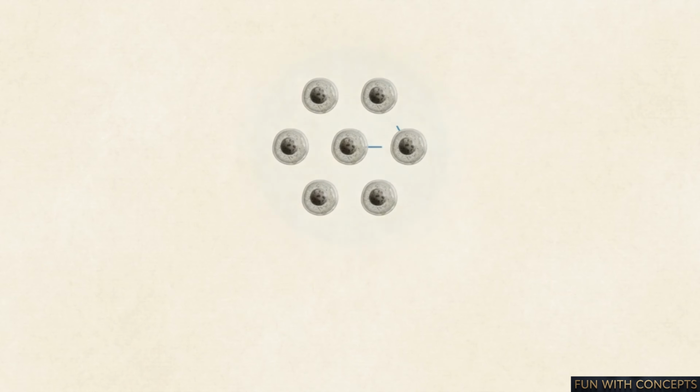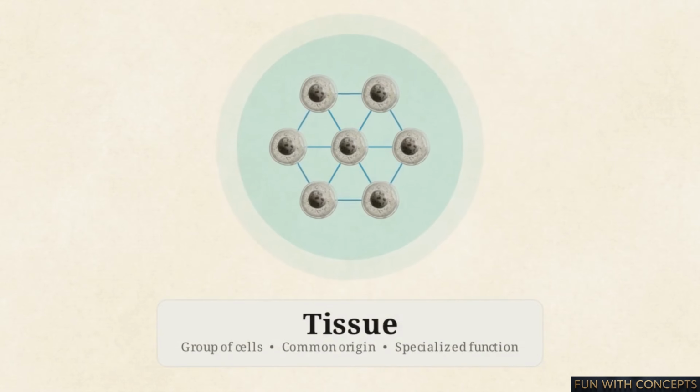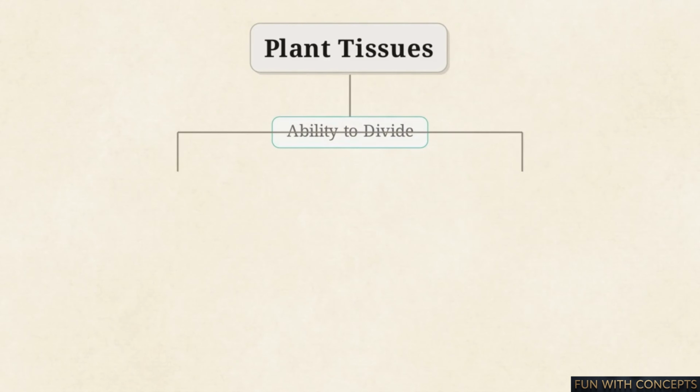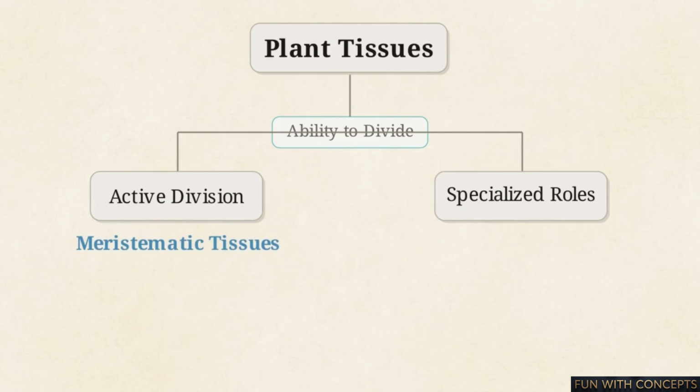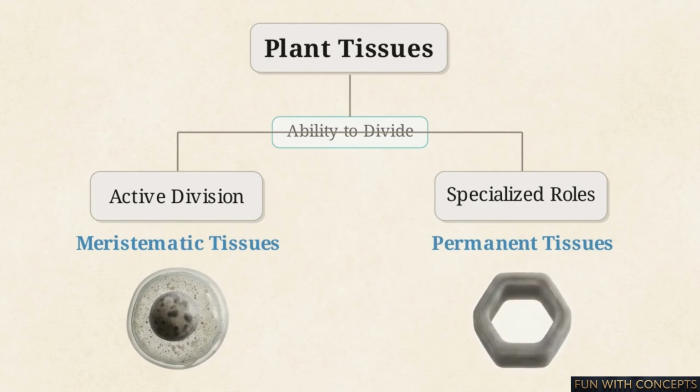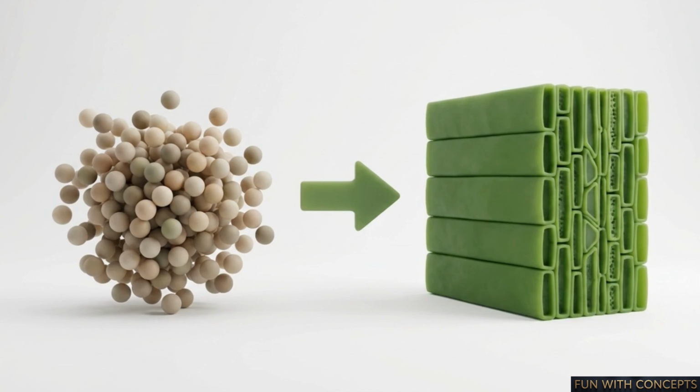A tissue is a group of cells that share a common origin and are specialized to perform a specific function. This diagram organizes plant survival by dividing all tissues into two distinct categories based on one single trait, the ability to divide. On one side are the meristematic, or dividing tissues. On the other are the permanent, or specialized tissues. The transition from these actively dividing cells into specialized stationary roles is the mechanical basis of a plant's entire structure.